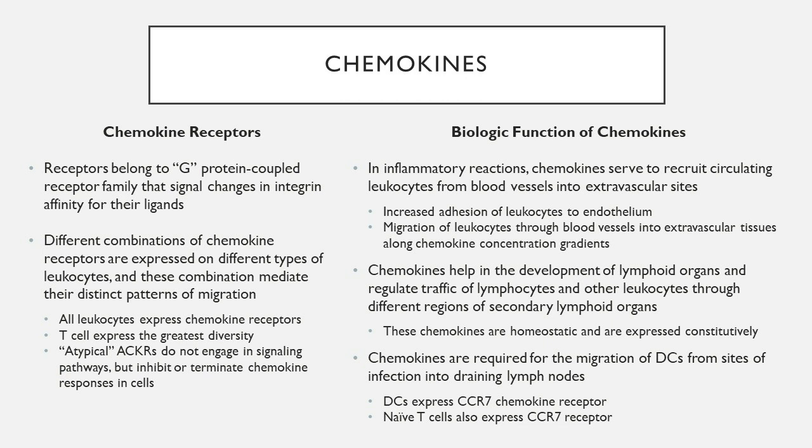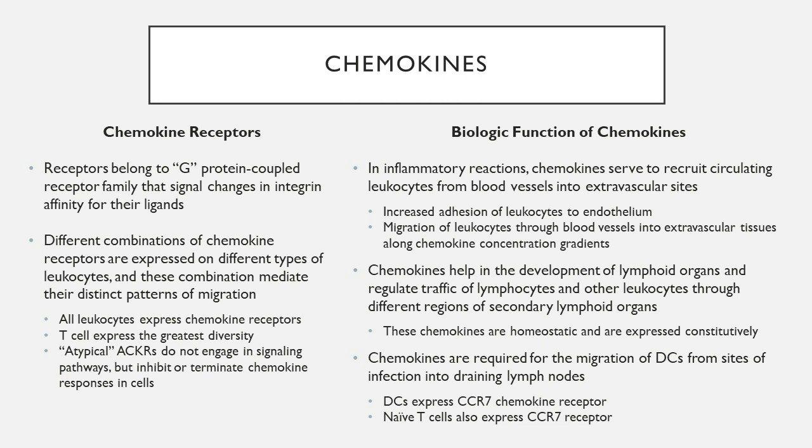So just a few quick tips on chemokines. All leukocytes express chemokine receptors. T cells express the greatest diversity, in part because they have to migrate to so many different areas of the body. And then there's also atypical chemokine receptors, ACKRs, which don't themselves engage in signaling pathways, but they inhibit or terminate chemokine responses in cells. So they sort of act as an off function for certain chemokine receptors.